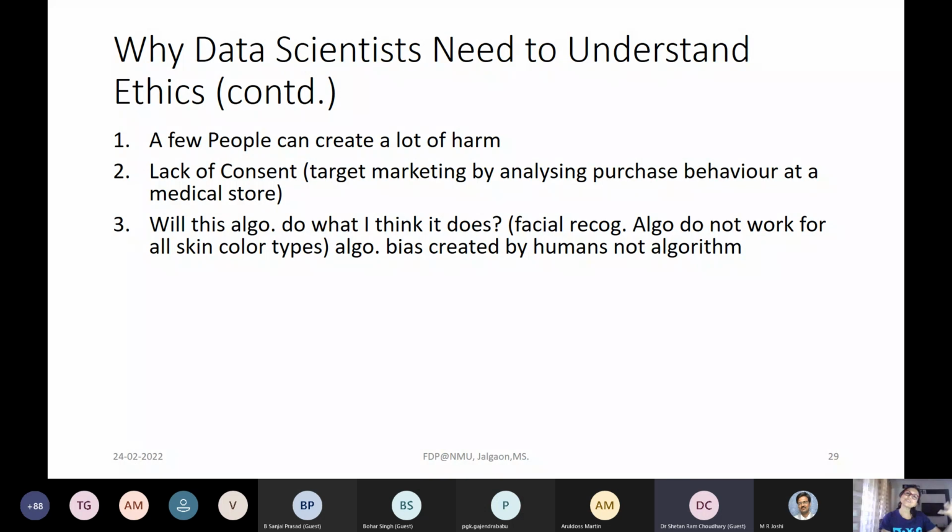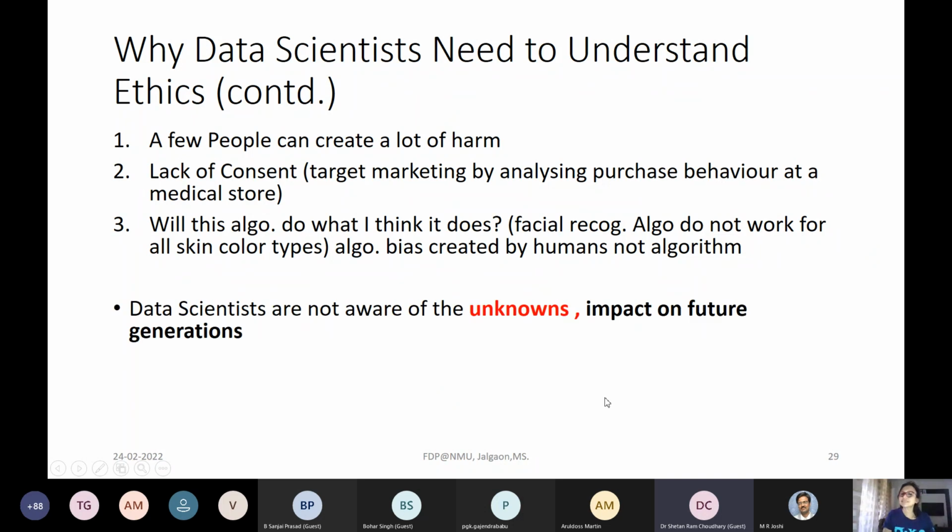The CCTV cameras are capturing people, and they're always trying to focus on the darker people, or maybe someone who has some kind of characteristics, maybe a turban or a beard or a skull cap, to see whether these people have some behavior in the background. Not necessarily only these people could be criminals, right? So bias. Data scientists are not aware of the unknowns and the impact on future generations.